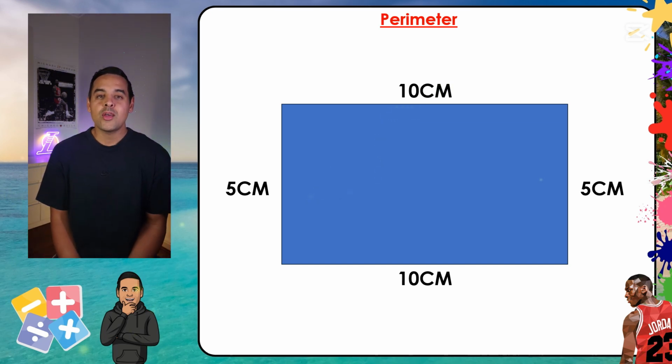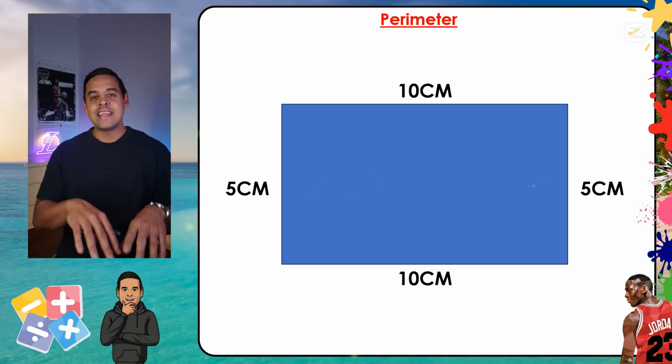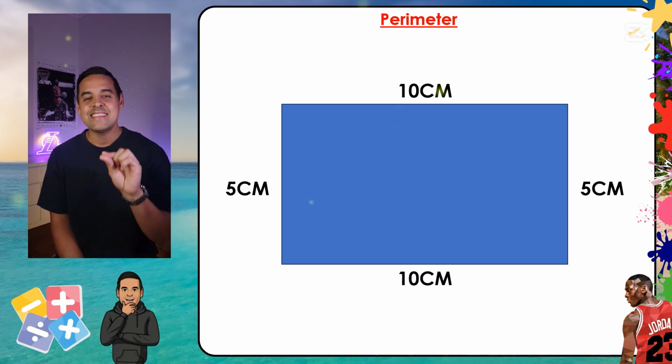Now, you will get questions exactly like this in your class when you are beginning to learn perimeter. So we have a rectangle here. You can see the height of the rectangle is 5 centimeters. So you have 5 centimeters there, and the length of the rectangle is 10 centimeters.